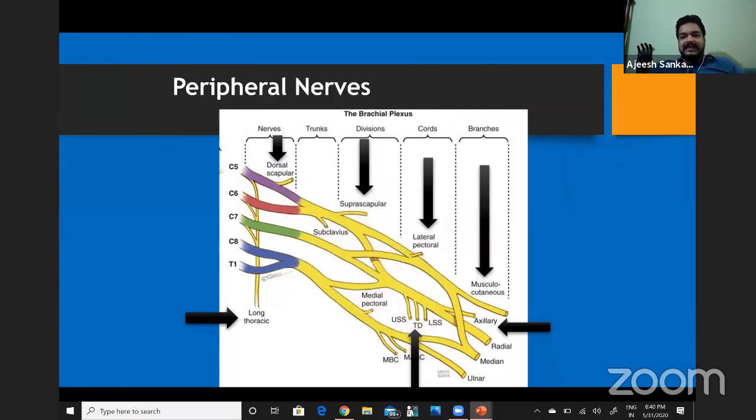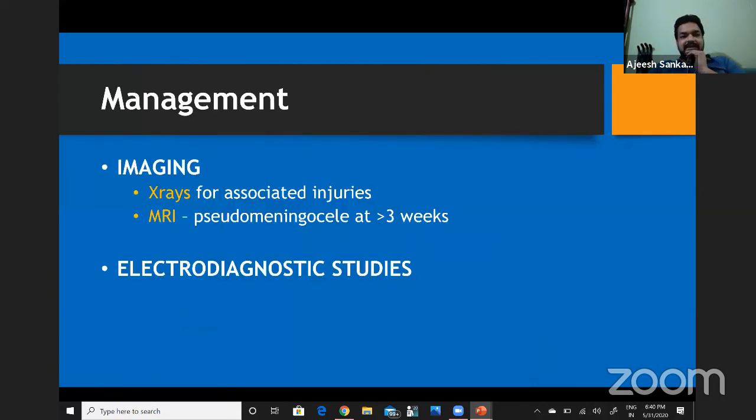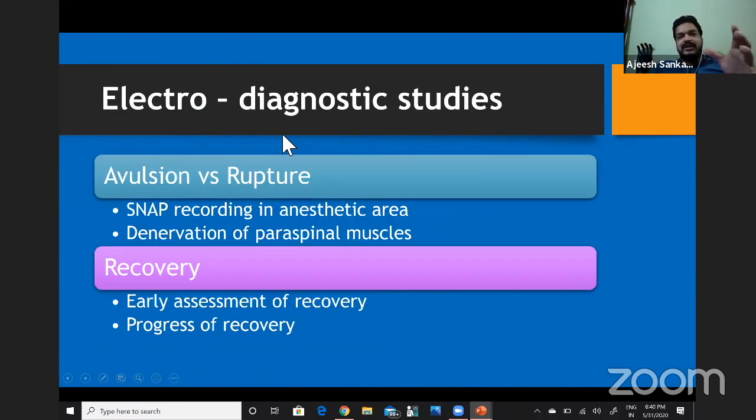So peripheral nerve examination, I think they have all been covered. We really need not go into that. Imaging for these cases, when we come to the discussion of this case, X-rays are really only for associated injuries, and the only importance of the MRI is that it might tell you that there is an avulsion injury if it is done at least 3 weeks or so after the injury, when a pseudomeningocele forms. Electrodiagnostic studies, again, the importance is only to find out whether there is an avulsion or a rupture.